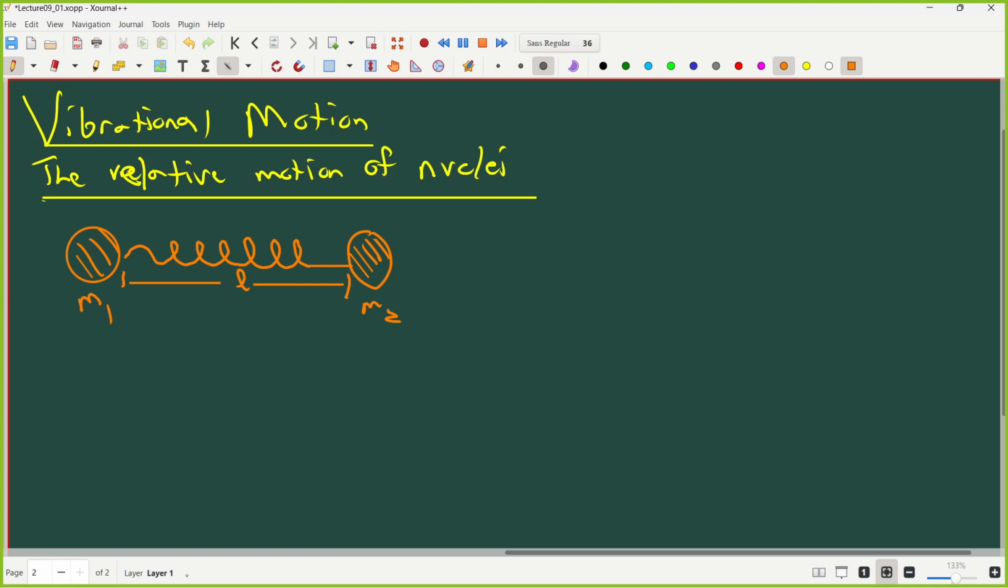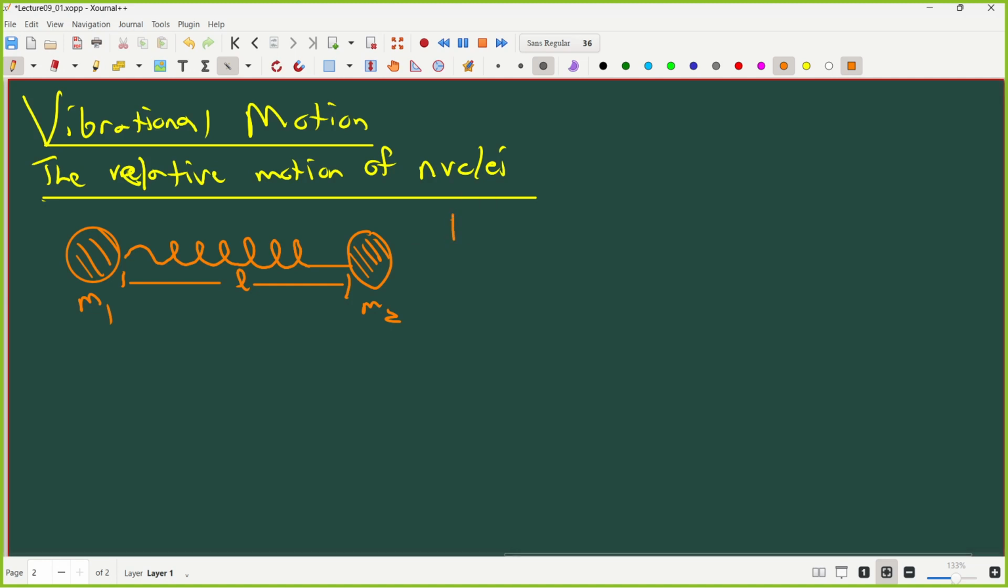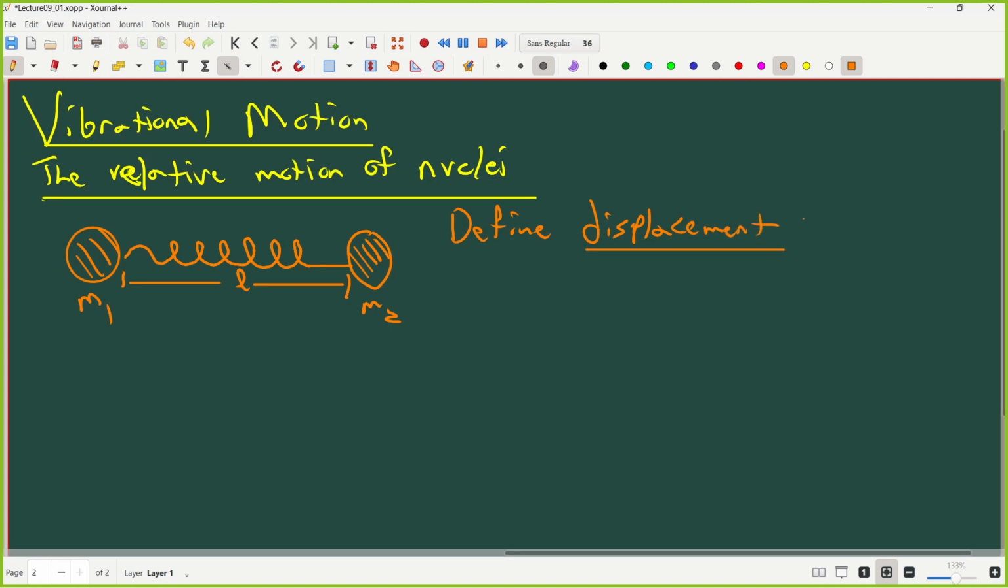What we're going to do in our molecule is change L. We're going to stretch the molecule, shorten it, stretch the spring or compress the spring and see what happens. So I want to define a coordinate. Define displacement as delta L, which is the current length of the spring minus some fixed length, the equilibrium length of the spring.